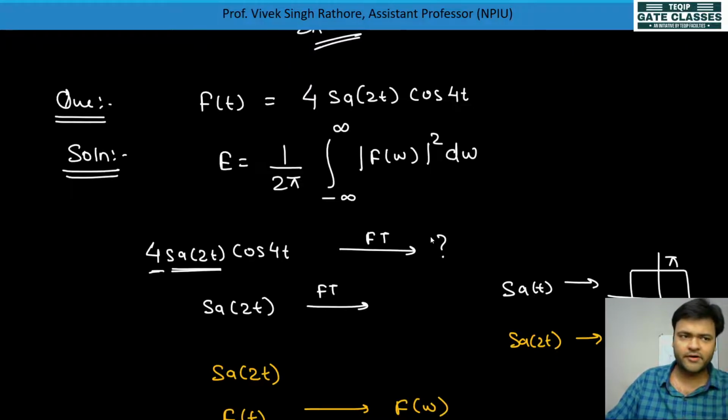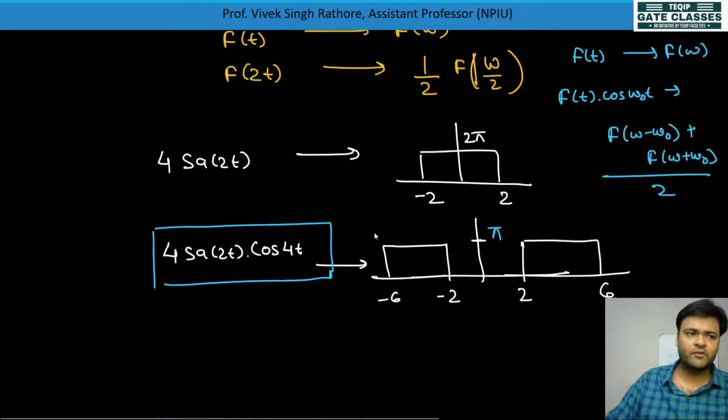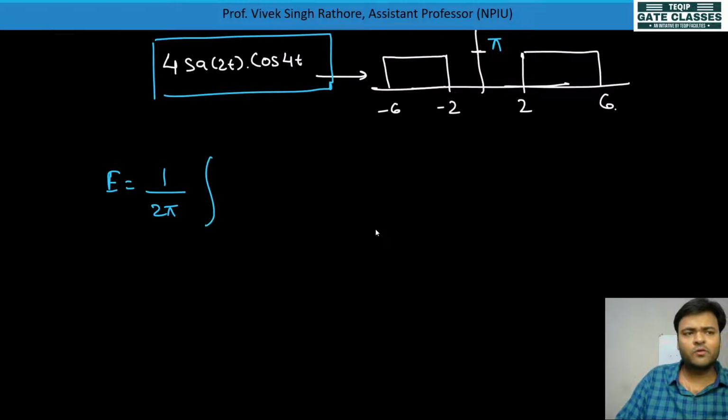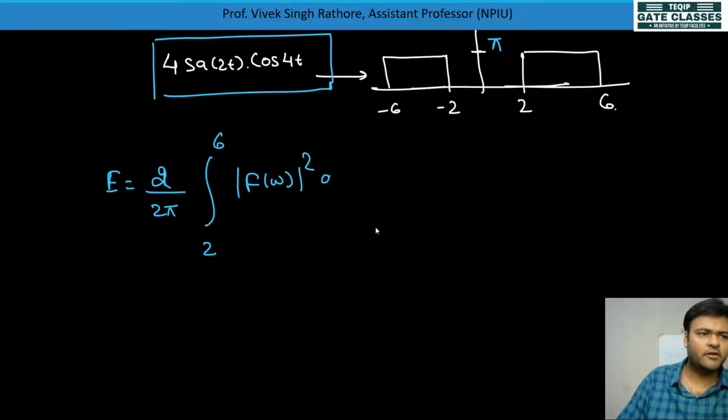F of omega is calculated. Now we need the mod square value from minus infinity to infinity. So again I will write the energy formula here. The energy formula is nothing but 1 by 2 pi. For calculating, you can do it 2 times, or 1 time also. So 2 multiplied by the integral from 2 to 6 of mod of f of omega squared d omega.